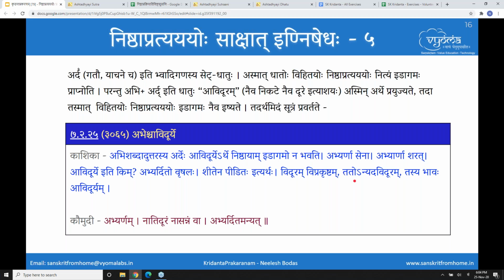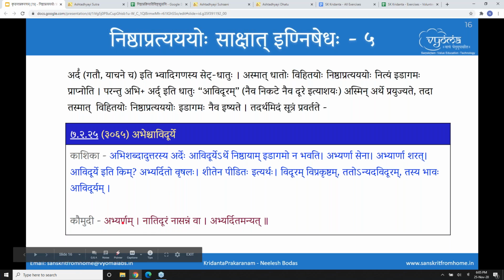Does not actually mean completely close, because if it would have been very near, he could have said nikatam instead of writing it as aviduram. So basically not too far, iti arthaha. Not too close, not too far. ततः अन्यत् अविदूरं तस्य भावः आविदूर्यम् इति अत्र अर्थः, इति अत्र आविदूर्ये शब्दस्य वृत्तिः. सो आविदूर्ये अभि प्लस अर्ध इत्यत्र अतिनिकटं नास्ति, अतिदूरं नास्ति, नातिदूरं नासन्नम्, अस्यां स्थितौ अभ्यर्ण इति शब्दः प्रयुज्यते.